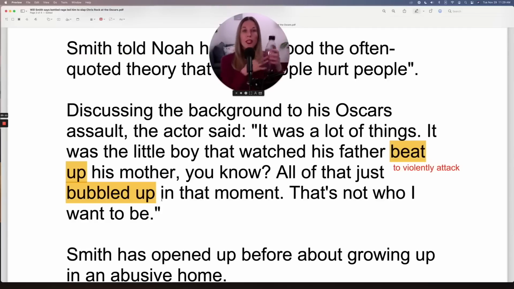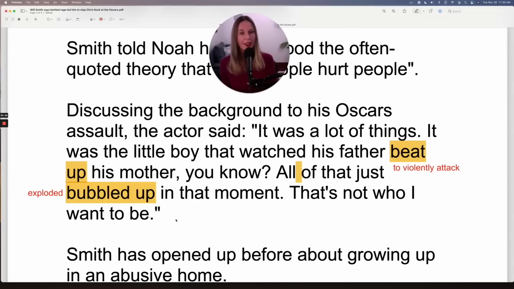Because remember, your emotions are bottled up, but then they bubble up. They all come to the surface at once. So it's another way of saying explode. All of that just bubbled up, so you can say exploded in that moment. And notice, bubble up is also a phrasal verb. We have our verb bubble and our preposition up. That's not who I want to be.